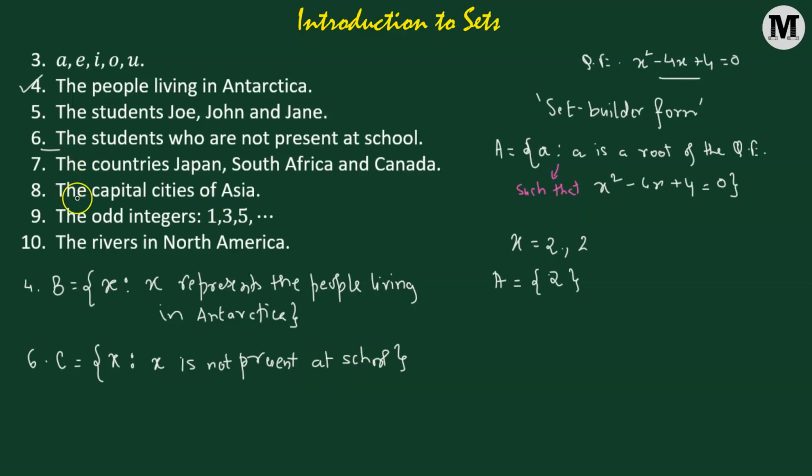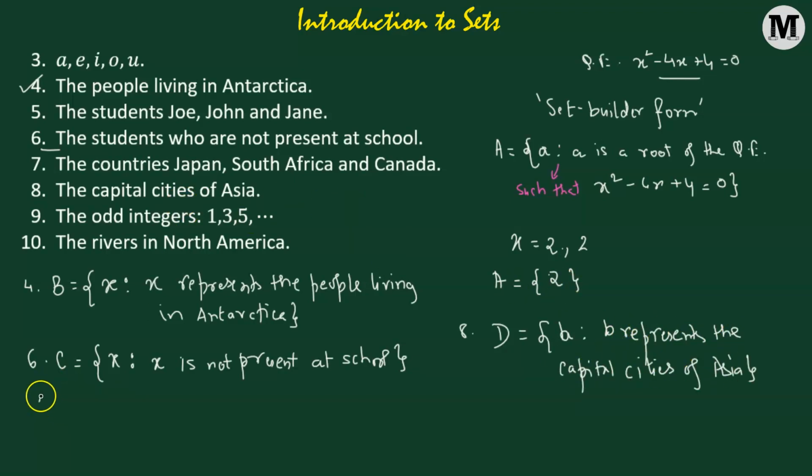Then coming to number 8. We can represent it as, let's call it the set D, the capital cities of Asia. So here we can say D is the set containing all the cities. We're going to denote the cities by the letter B, such that B represents all the capital cities of Asia.